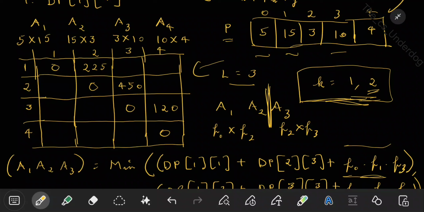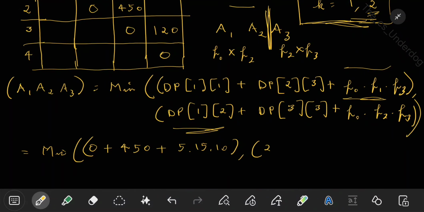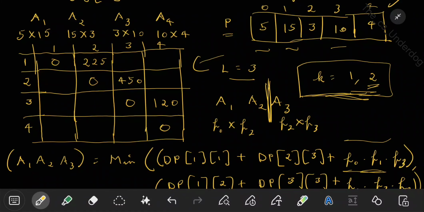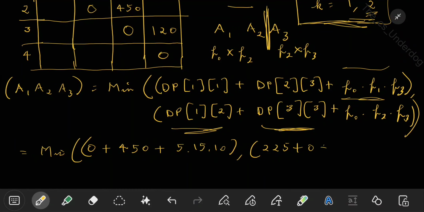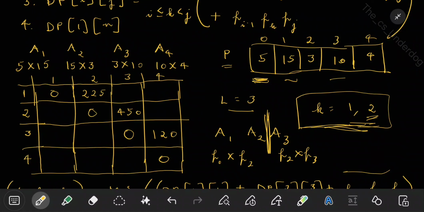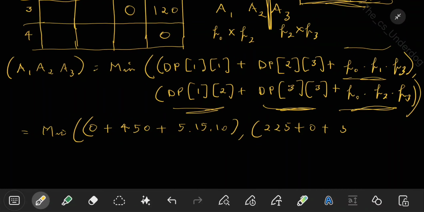The value of dp12 from this table is 225. So 225 plus the value of dp33. dp33, here it is 0. So here you can see this is dp33, value is 0. After 0, I have P0, P2, P3. So it will be 5 into 3 into 10.